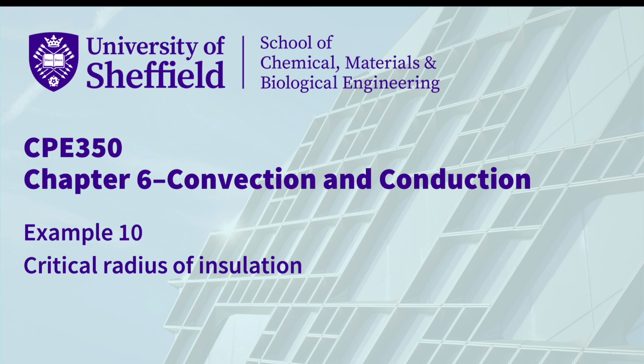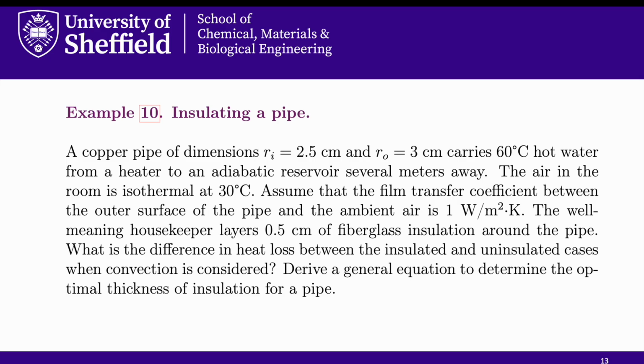Welcome to CPE350 Chapter 6, the second introductory lecture in which we cover example 10, evaluating the critical radius of insulation for a pipe. The problem we're given is a pipe with hot water, an outer radius of copper coated in insulation of fiberglass, and the room temperature is ambient at about 30 degrees C, and we're asked to calculate the heat losses from this hot water pipe.